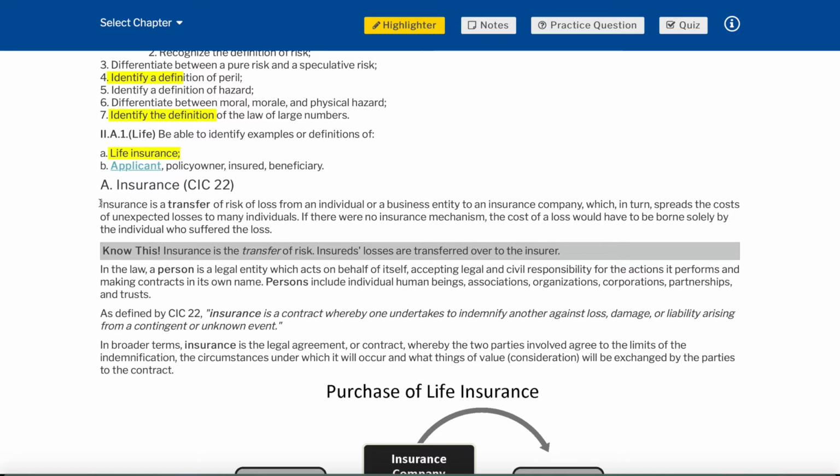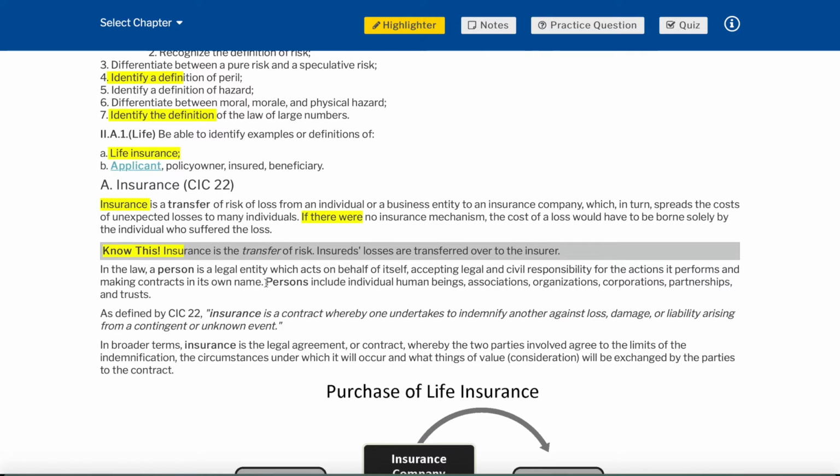A. Insurance, CIC 22. Insurance is a transfer of risk of loss from an individual or a business entity to an insurance company, which, in turn, spreads the costs of unexpected losses to many individuals. If there were no insurance mechanism, the cost of a loss would have to be borne solely by the individual who suffered the loss. Know this: insurance is the transfer of risk. Insured's losses are transferred over to the insurer.